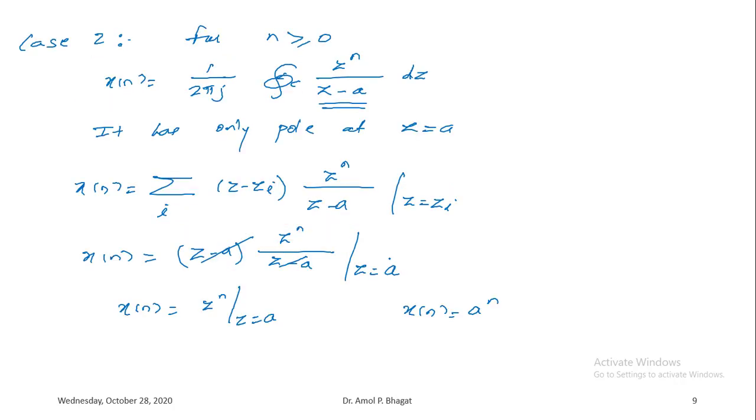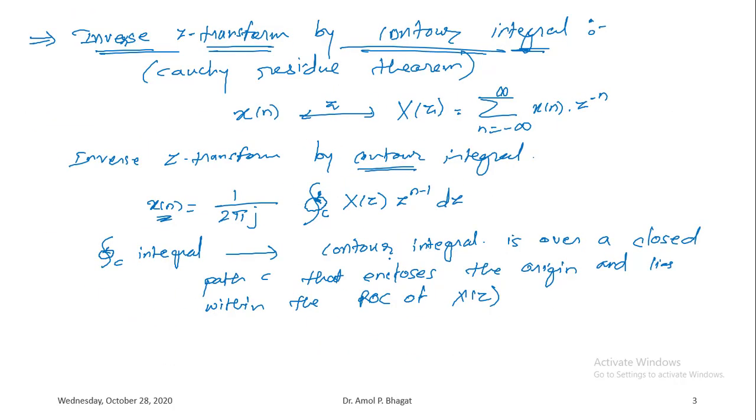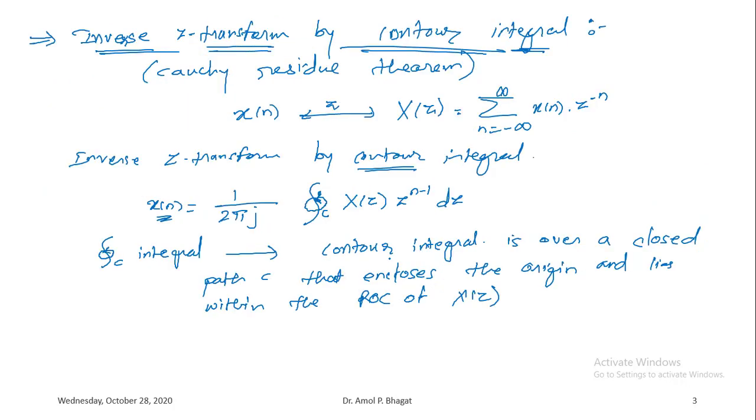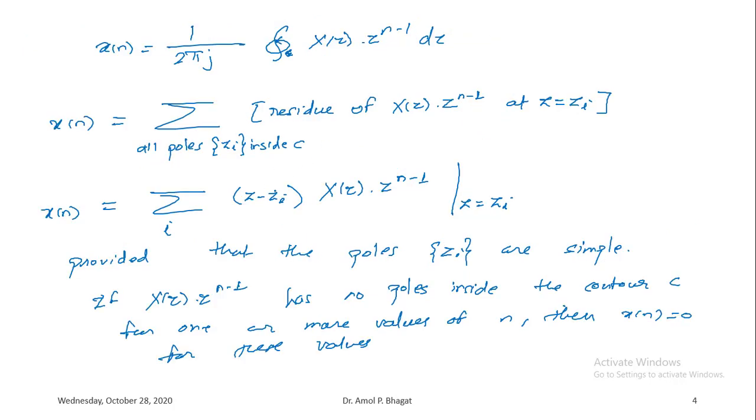In today's session we have discussed that there are three different methods for identifying the inverse Z transform. The first is direct evaluation by contour integration, also called the contour integral, complex inversion integral, or Cauchy residue theorem. The second method is expansion into a series of terms, that is power series expansion or the long division method. And the third method is the partial fraction expansion method. We discussed the first method in today's session, that is inverse Z transform by contour integral, where we use the Cauchy residue theorem for evaluating the contour integral.